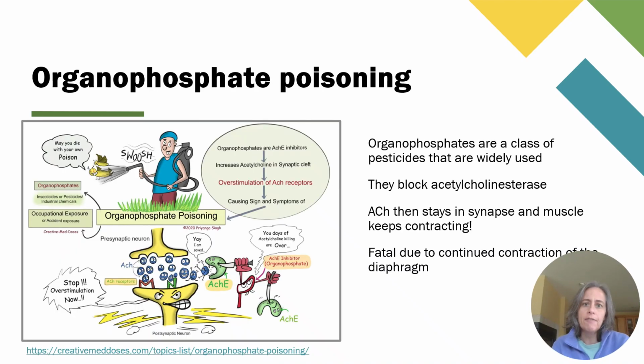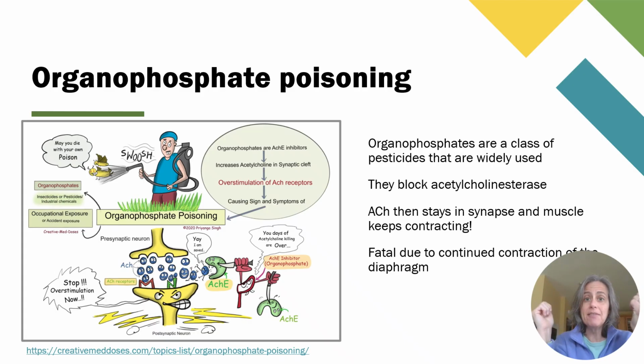The last condition affecting the neuromuscular junction that we're going to talk about is organophosphate poisoning. So organophosphates are a class of molecules that are used as pesticides, and so they kill insects and things, and they're widely used. The way they work is they block acetylcholinesterase. So, like treatment for Graves' disease, but on a different order of magnitude, acetylcholine then is staying in the synapse. But you have healthy receptors in this situation, and so the acetylcholine never goes away, and so the muscles keep contracting because you've lost your ability to turn off the signal.